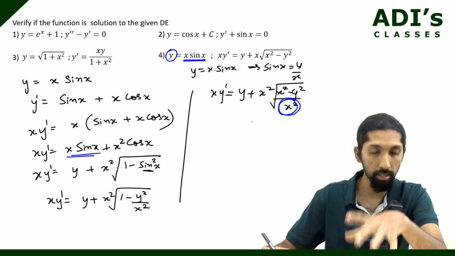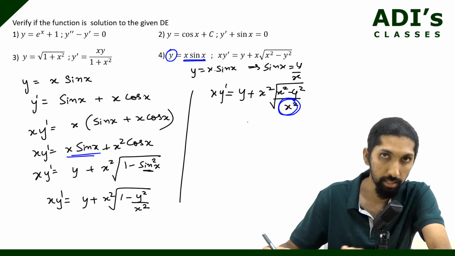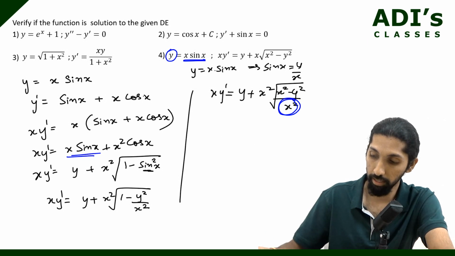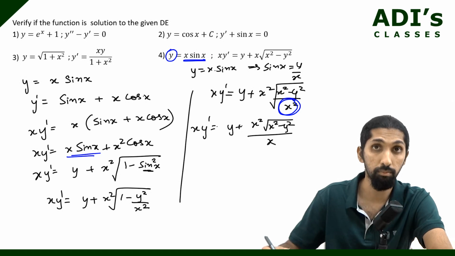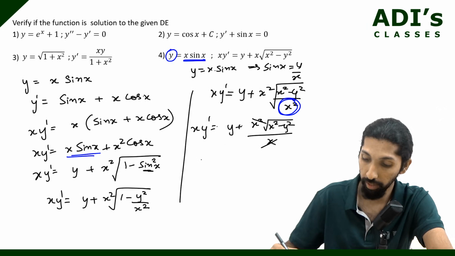See, till now it was inside the root, so you have a square. If you take it outside the root, it's going to become x. Right? So when you do that, you are going to get an answer x into y dash, y plus x square into root of, divided by x. Because under the root it comes out, so it's going to become x. Cancel.